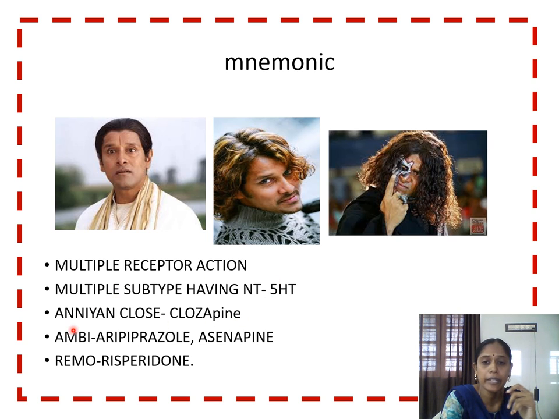And for remembering the drug names, this is the one who usually kills the people, so you can remember it as CLOZ for that drug, clozapine. And another role will be AMBI. A stands for aripiprazole and azinapin. And another role is REMO. R stands for risperidone. So clozapine, aripiprazole, azinapin, risperidone. So these are some common atypical agents.